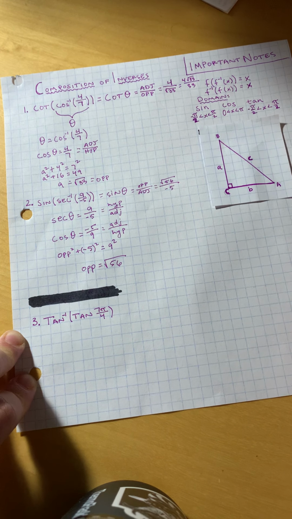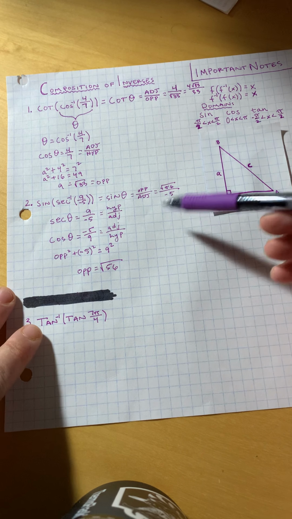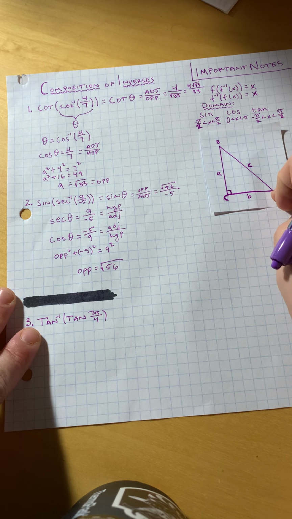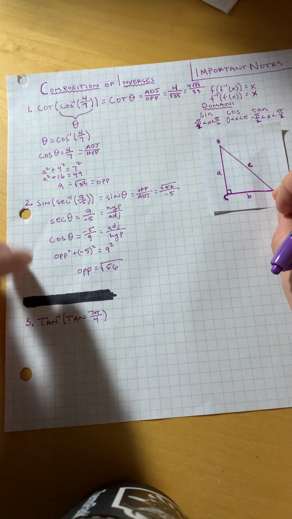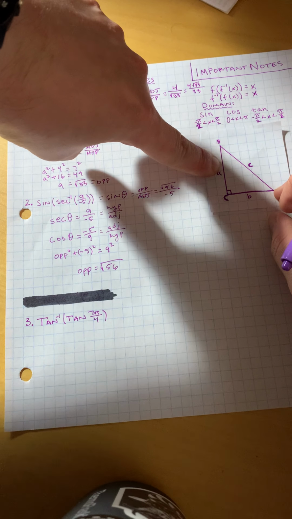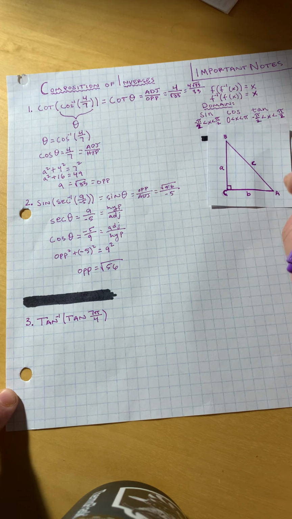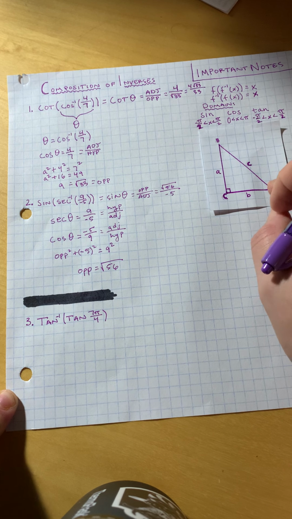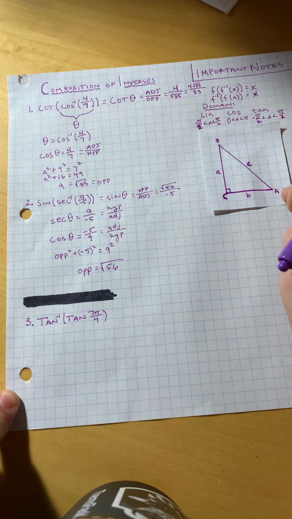You'll see in this situation, our origin would be point A, where our opposite side is square root of 56, excuse me, and our adjacent side is -5.